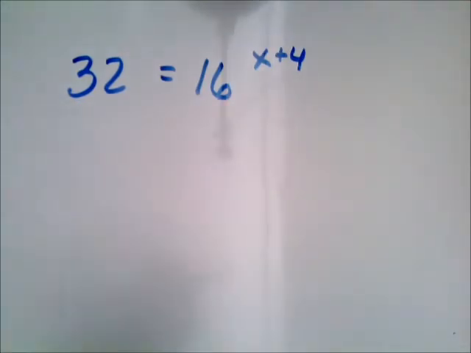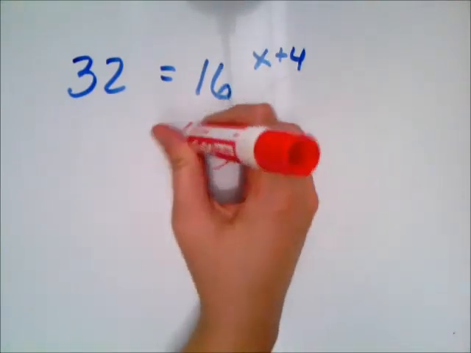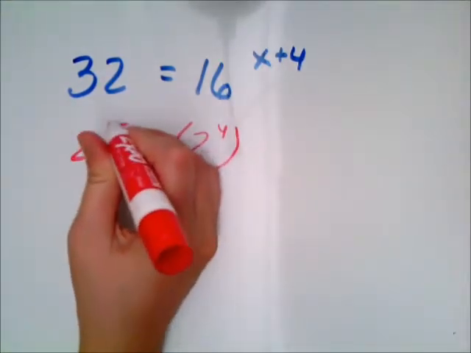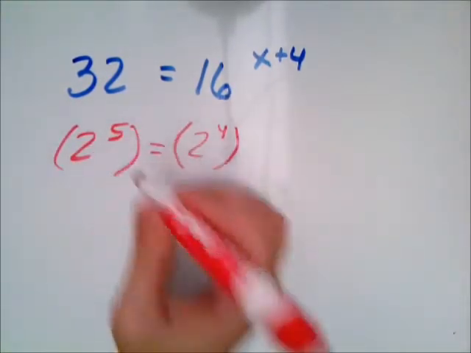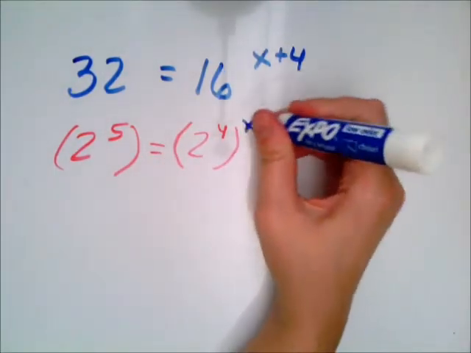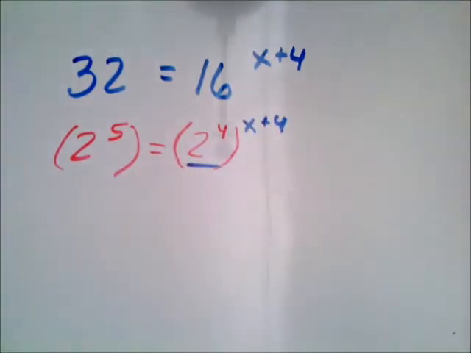16 is also the same as 2 to the 4th. Right, 2 times 2 times 2 times 2, and then I go, oh, 32 is the same as 2 to the 5th. So there I can get them written with the same base. Now what I'm saying is 16 is the same as 2 to the 4th, so before, if this was 16 to the x plus 4, this would be the same thing since this is the same as 16.